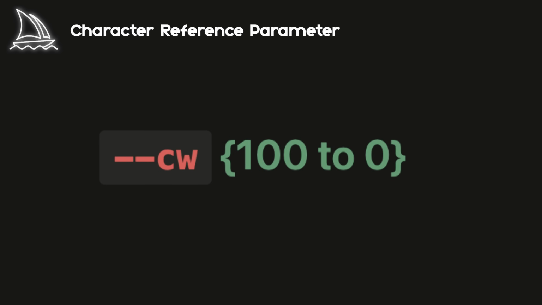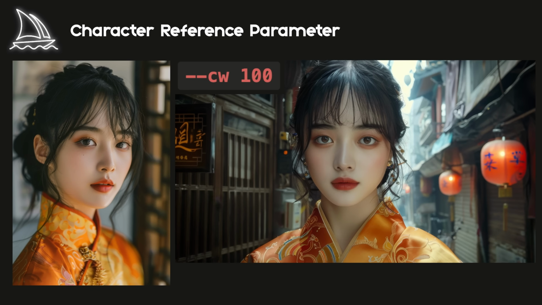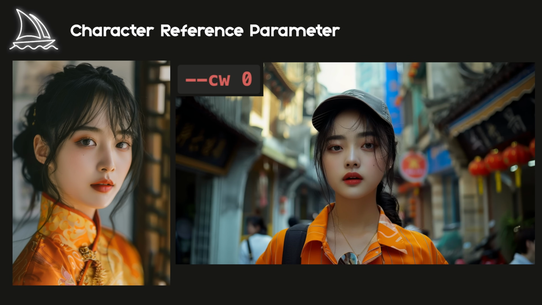Another important question was, can we transfer not only the character's face, but also the outfit? This is where character reference weight comes into play. Weight 100 is the default and transfers the face, hair, and clothes from the reference image to the new image. If you want to transfer only the character's face, but not the character's outfit and hair, then use 0 as the character weight.